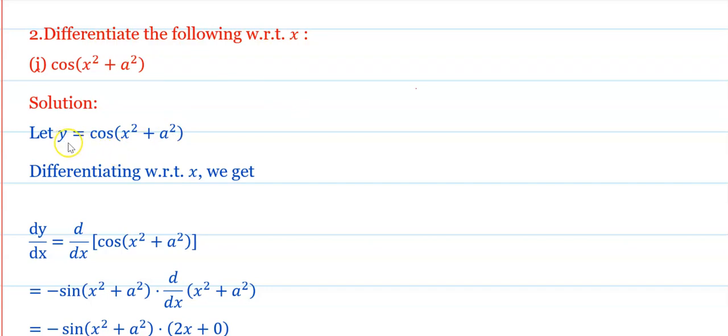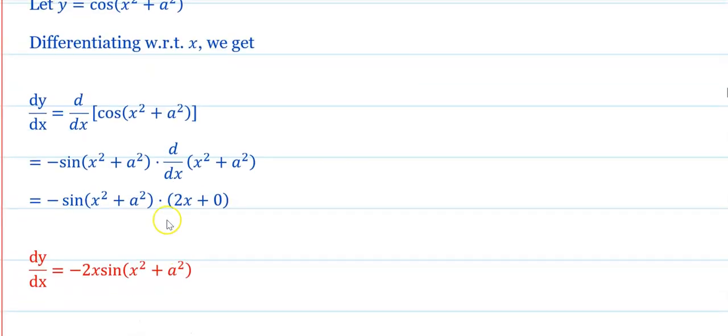Okay. Let y is equal to cos of x square plus a square. Differentiate with respect to x, we get dy by dx is equal to d/dx of cos of x square plus a square. First of all, the derivative of the cos function is minus sine of x square plus a square into d/dx of x square plus a square.